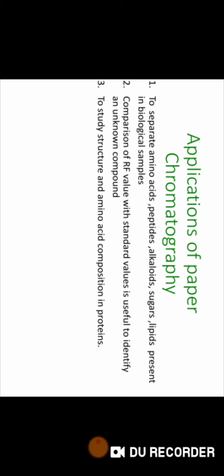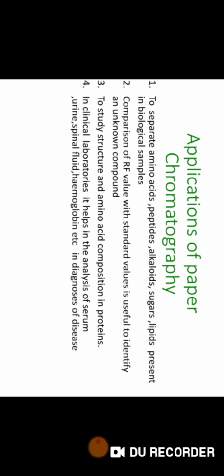Third, to study the structure and amino acid composition in proteins. Fourth, in clinical laboratories it is used in the analysis of serum, urine, spinal fluid, hemoglobin, etc., which helps in the diagnosis of various diseases. Fifth, to know the composition of metal ions in minerals. We know that minerals are found in mines, and it is very necessary to know their composition. This can be done with the help of paper chromatography. So these were a few important applications of paper chromatography.